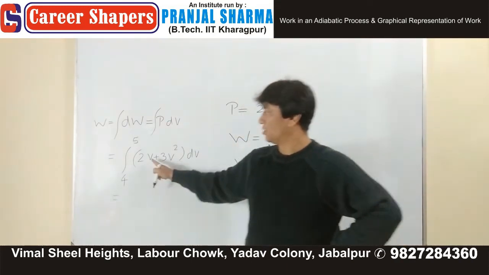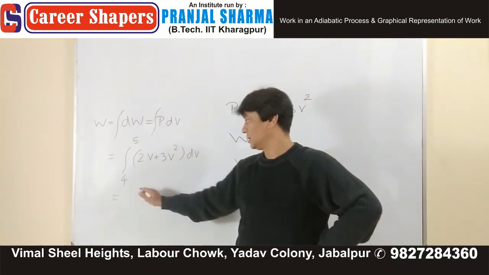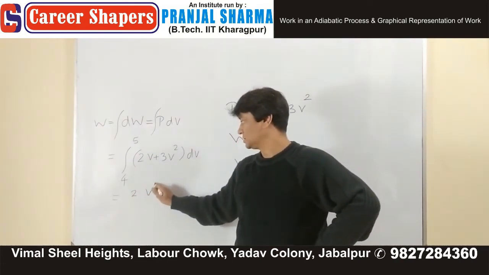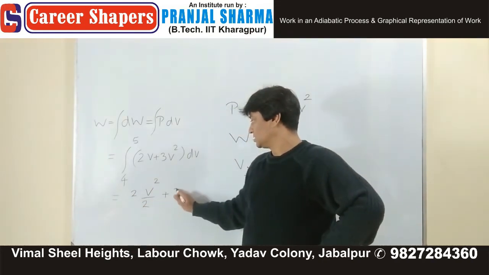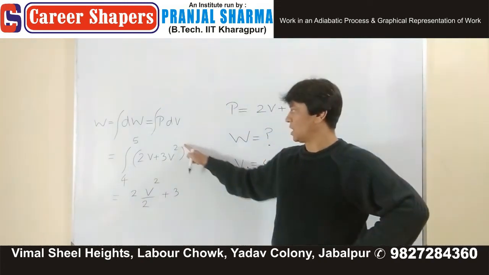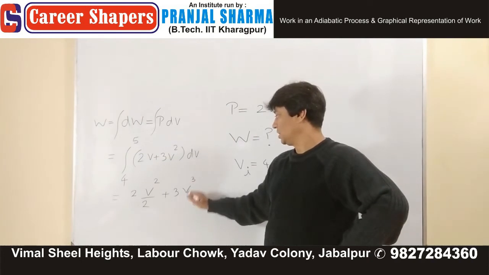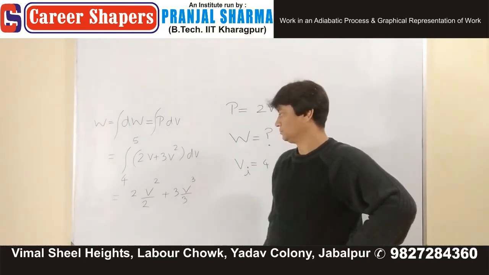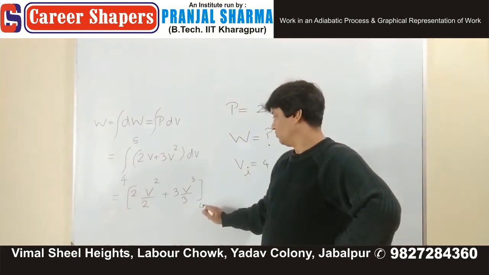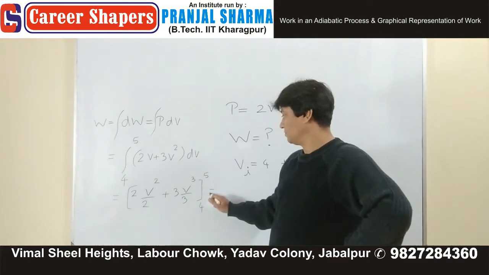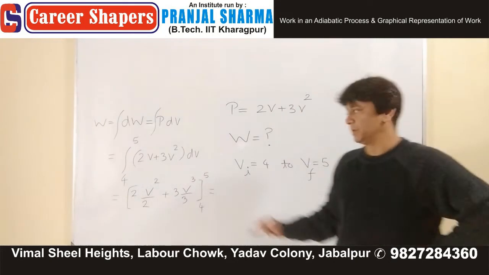What is the integration of V dV? V square divided by 2. Similarly, what is the integration of V square dV? V cube by 3. Limits 4 to 5. 2 cancels, 3 cancels. Let's put the limits.